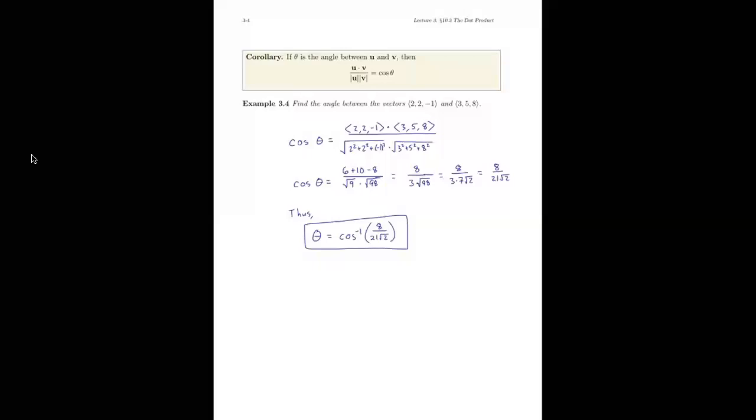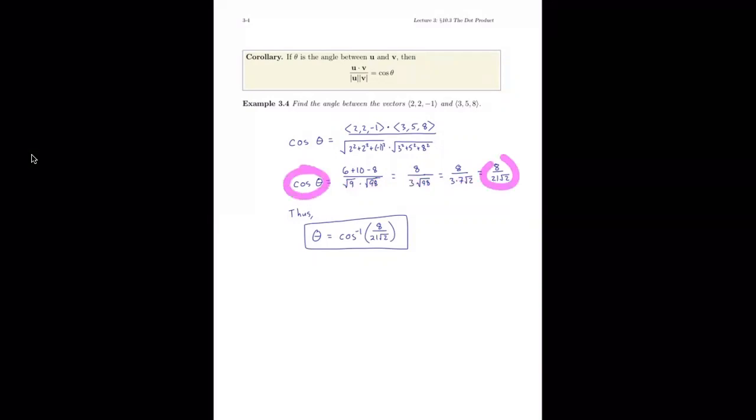And ultimately, we have root 9 in the denominator, root 98 in the denominator. That's 3 times root 98. And root 98 simplifies to 7 root 2. Ultimately, we have cosine theta is equal to 8 over 21 root 2. Now, solving for theta, we just take cosine inverse of both sides. And we arrive at this answer here.